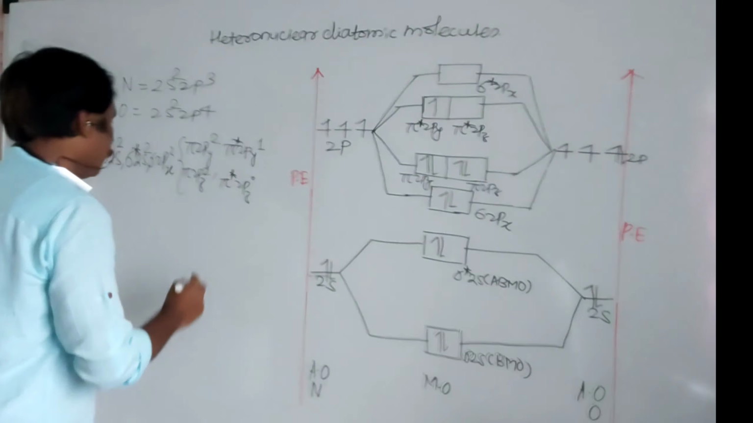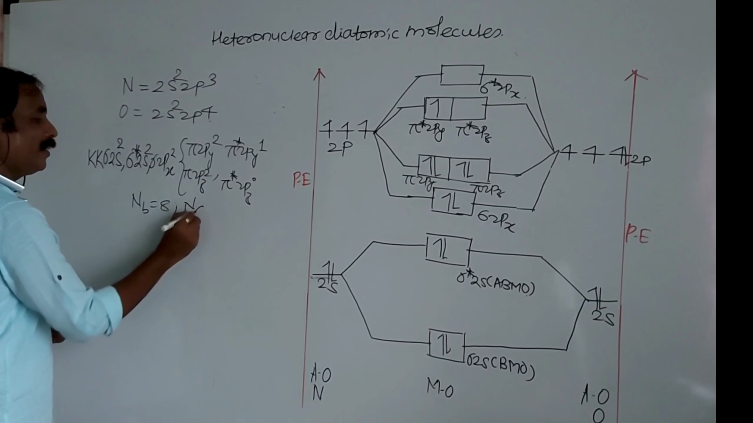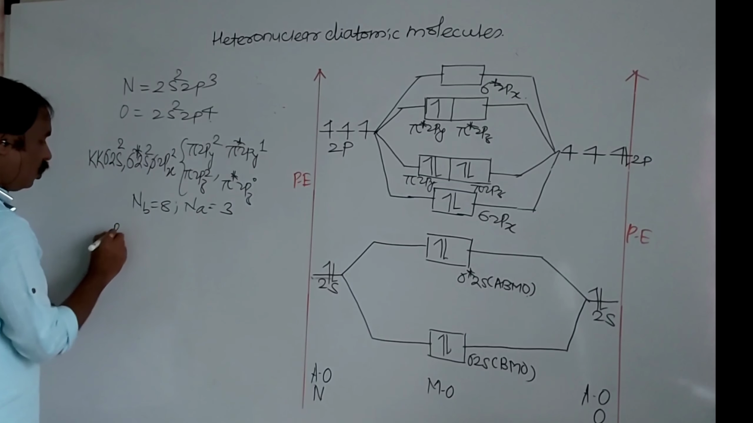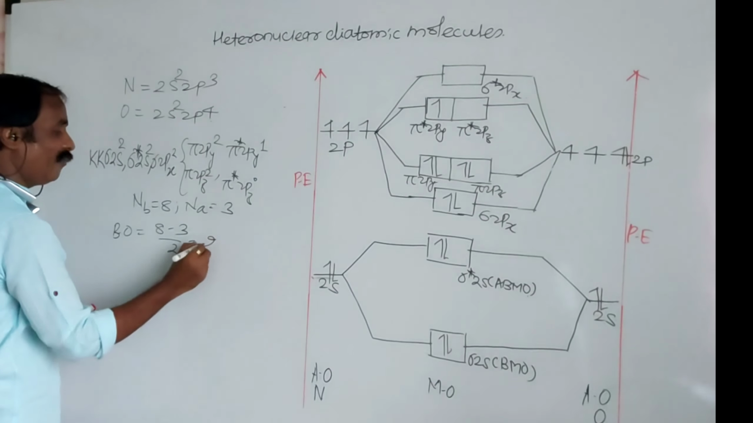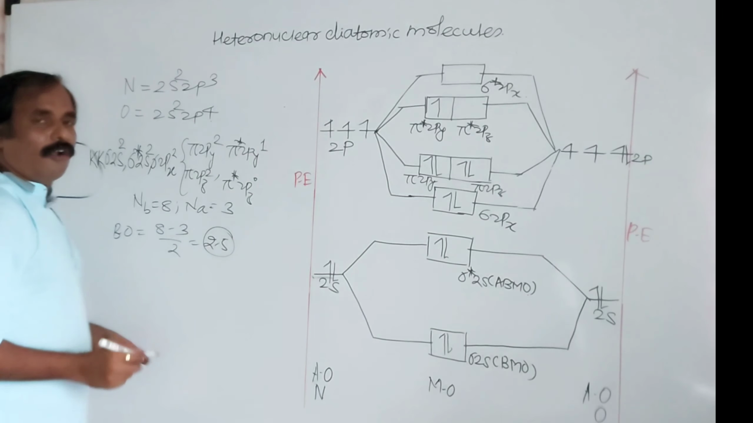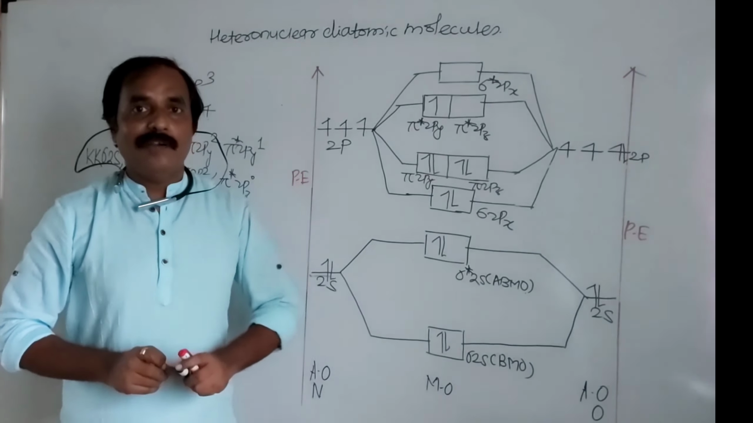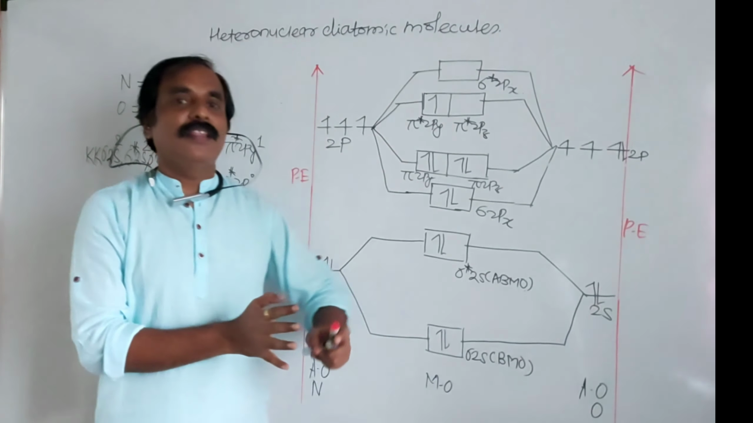Bond order: here NB is the same, that is 8, but here NA is 2 plus 1, it is 3. So bond order is equal to 8 minus 3 divided by 2, which is 2.5. Bond order in the case of carbon monoxide is 3, and in the case of nitric oxide is 2.5. On the basis of bond order, carbon monoxide is more stable than nitric oxide.